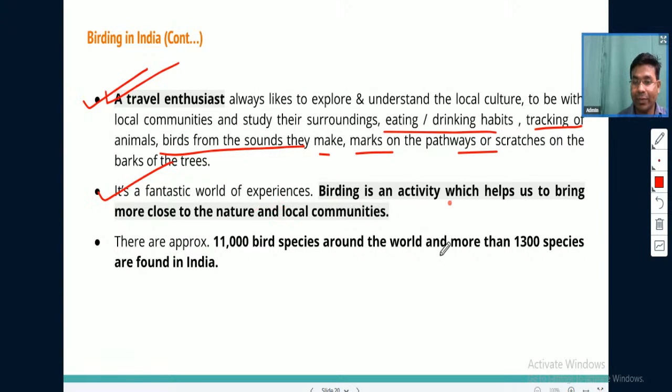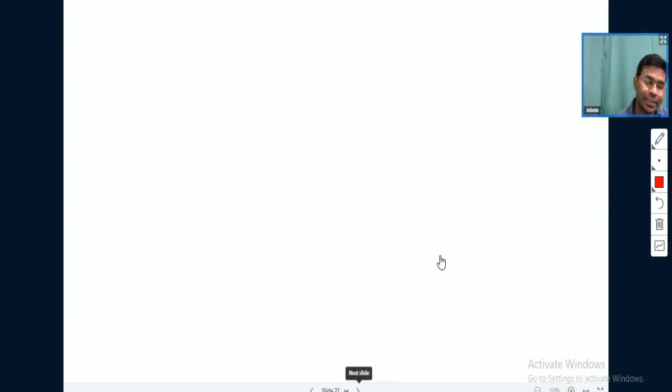Birding is an activity which helps us to get closer to nature and local communities. There are approximately 11,000 bird species around the world, and more than 1,300 species are found in India.